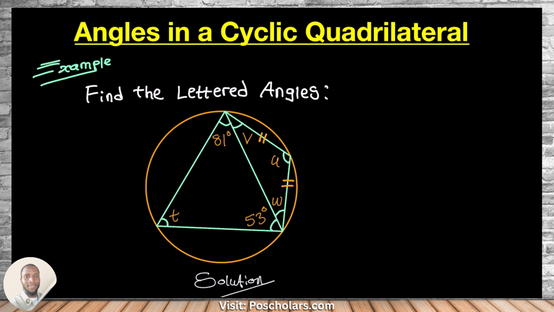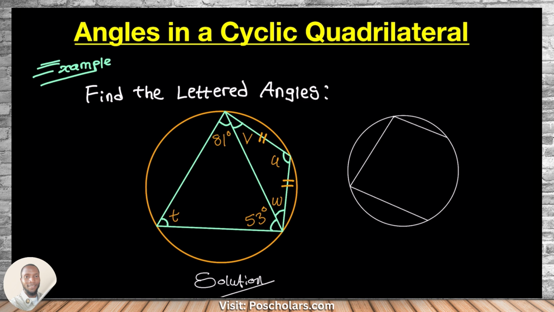Now, let me first break down the concept of angles in a cyclic quadrilateral. If you have a circle, this is a circle, right? And you have a quadrilateral inside the circle. A quadrilateral is any shape with four sides, right? In my video, I've taught you guys the types of quadrilateral. So if you are inquisitive, you can go and watch the video. Now, this is a cyclic quadrilateral. Why? Because a four-sided shape is inscribed in a circle.